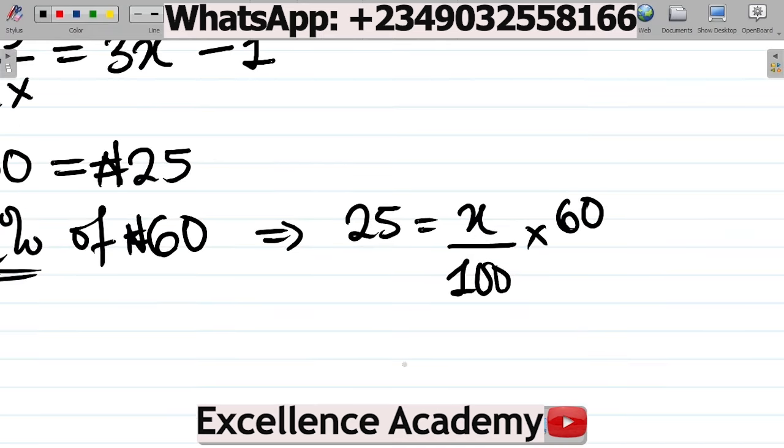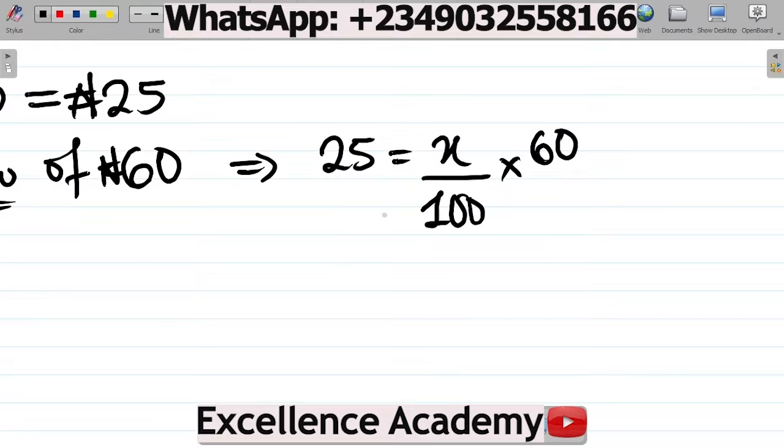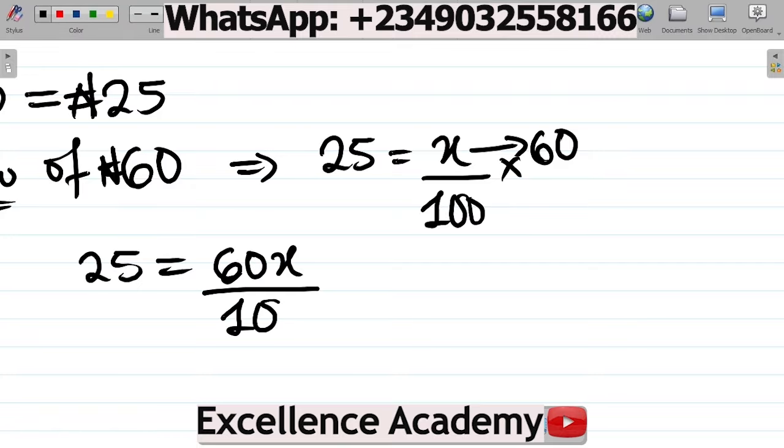Of course, we can multiply this. This gives you 25 is equal to X times 60, 60X, all over 100. From here, cross multiply.